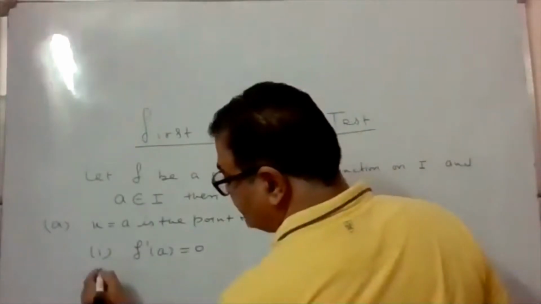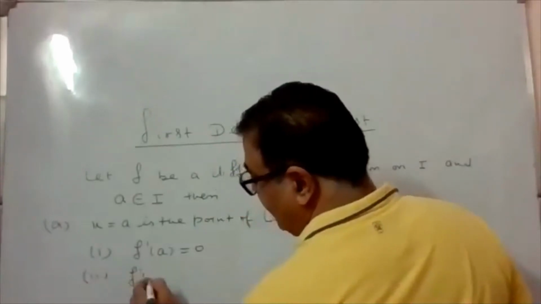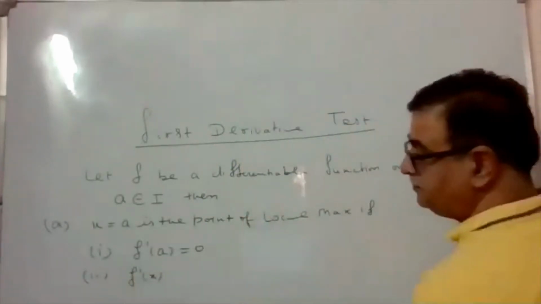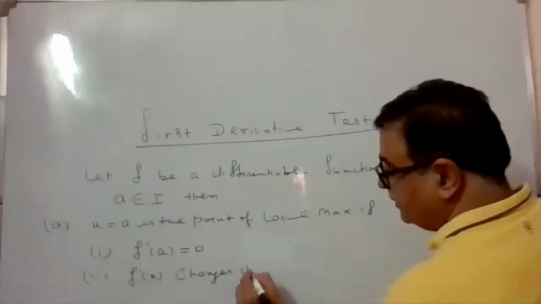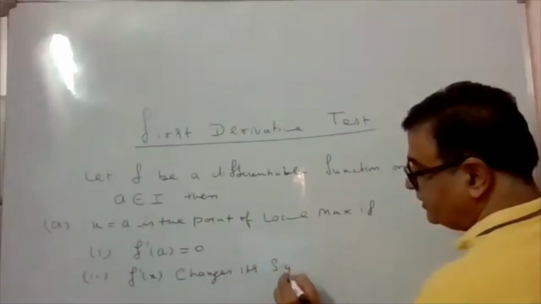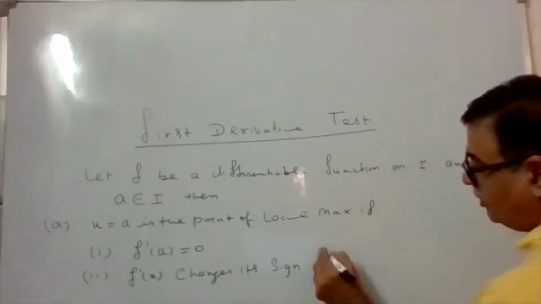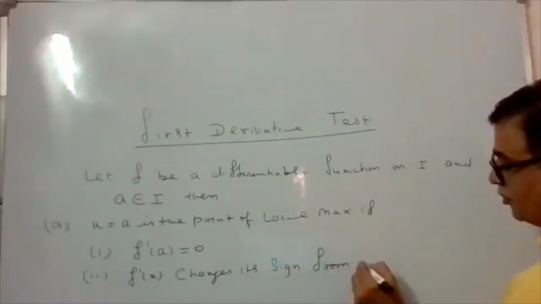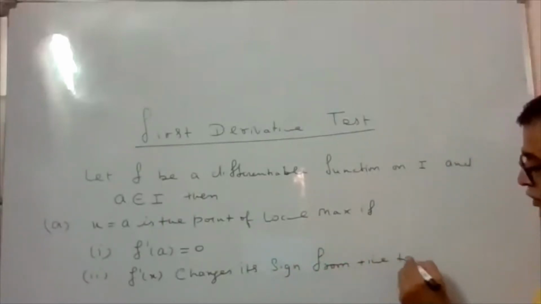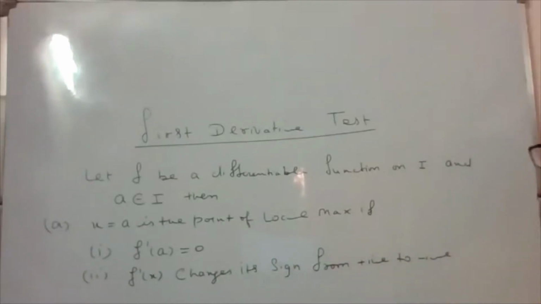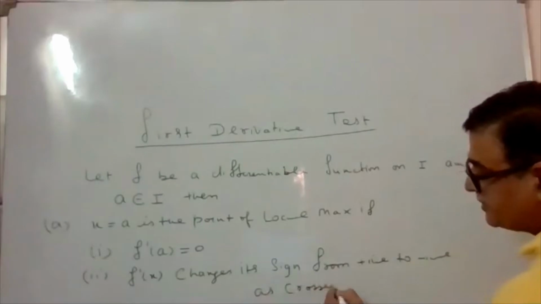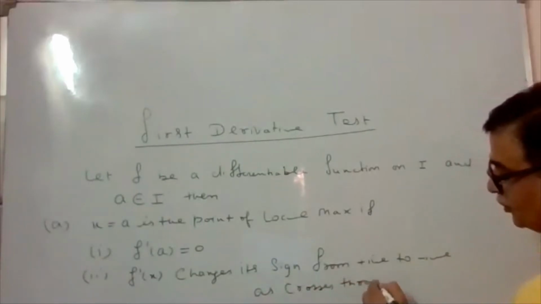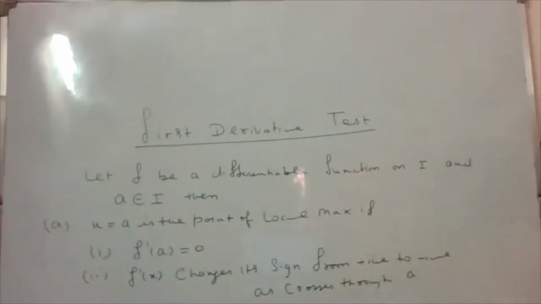And the second condition says f dash x changes its sign from positive to negative as x crosses through a.